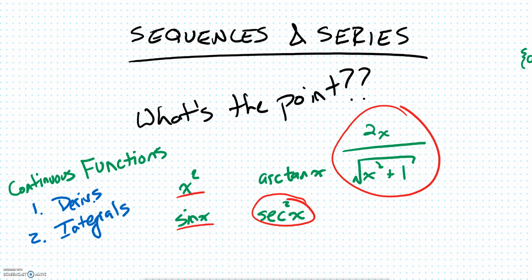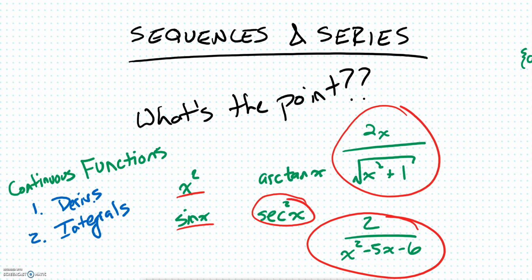Same with this one, but if we were to write maybe 2 over x squared minus 5x, let's say minus 6, and we wanted to integrate this, we could do an integration by partial fractions, and that would be something that we could do. But then we get something like arctangent of x. And arctangent of x actually doesn't really satisfy any of the other strategies that we ever learn.